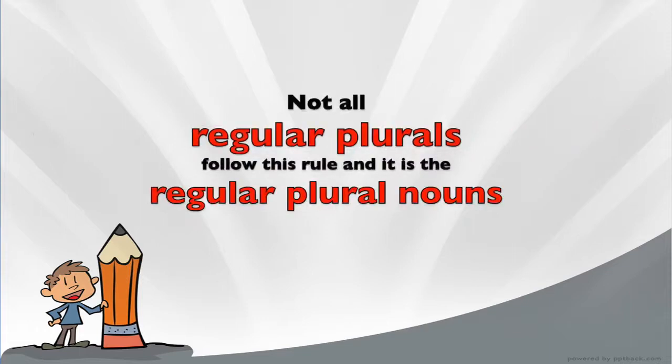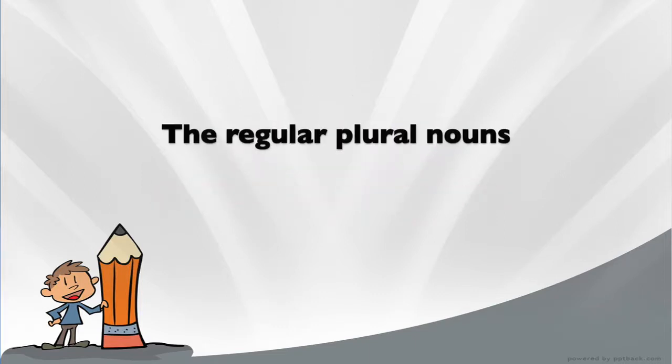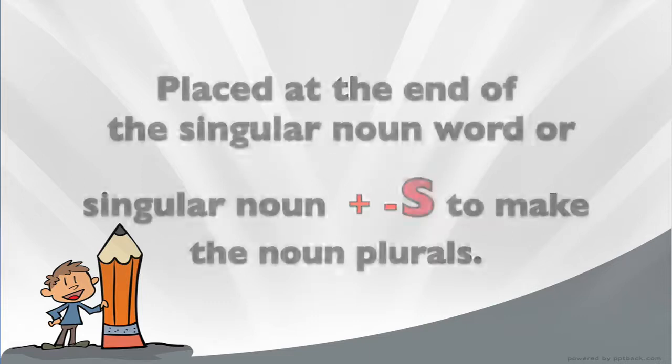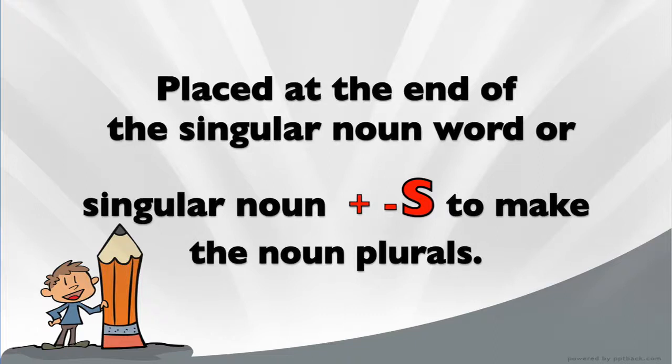These are regular plurals, but notice that there are also many plural nouns which don't follow this rule, and they are the irregular plural nouns. Let's have a look at the regular plural nouns first. Most regular plural nouns are formed simply by adding the letter s at the end of the singular noun, or singular noun plus s to make the nouns plural.